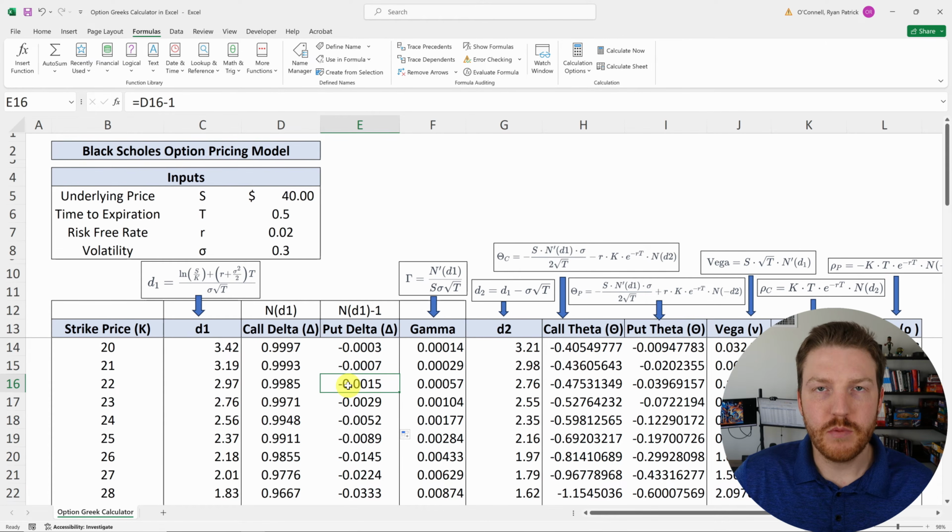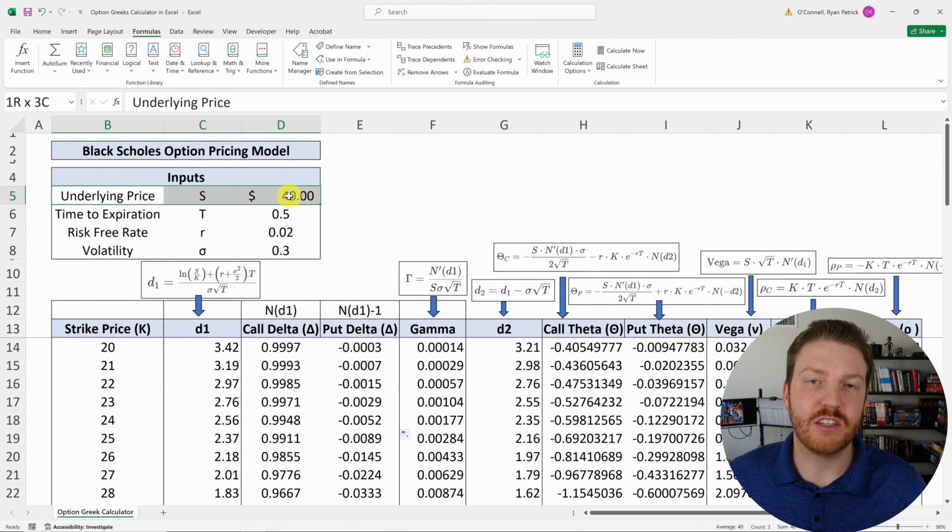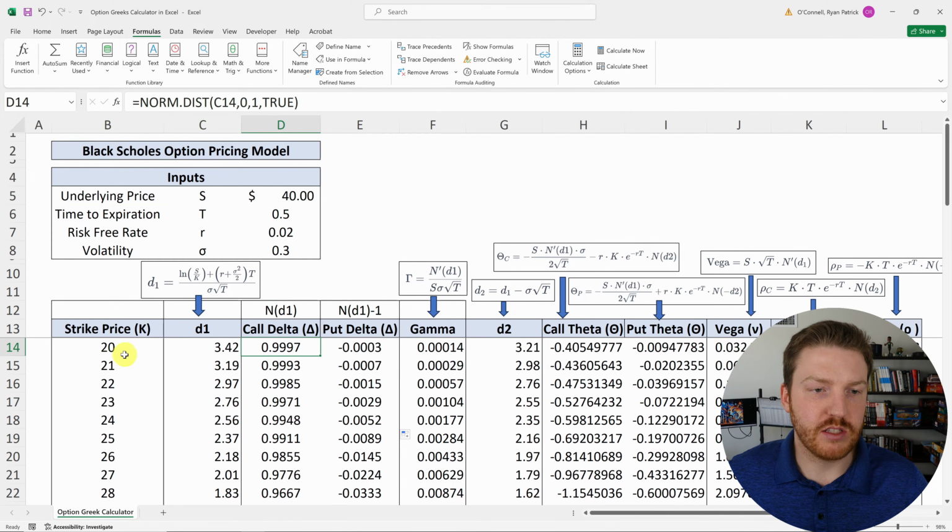So the delta of an option tells you how much the price of the option is expected to move for a $1 change in the underlying stock's price. So, for example, if we just look at this option with a strike price of 20 for a call, if the underlying price moves from 40 to 41, we expect the price of the call option on the stock with the strike of 20 to increase by 99.97 cents. We don't expect it to increase the full $1, but nearly.